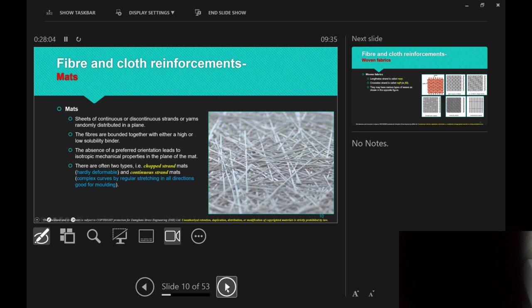Mats: probably you've seen this kind of mat, glass mats. Sheets can be continuous or discontinuous, as I explained in the previous slide. In this particular case, you see discontinuous fibers distributed in a plane, and often they're impregnated with resin, whilst under pressure and temperature the whole thing bonds together. In terms of mats, you can have chopped strands or continuous strands. The chopped strands are very difficult to deform.